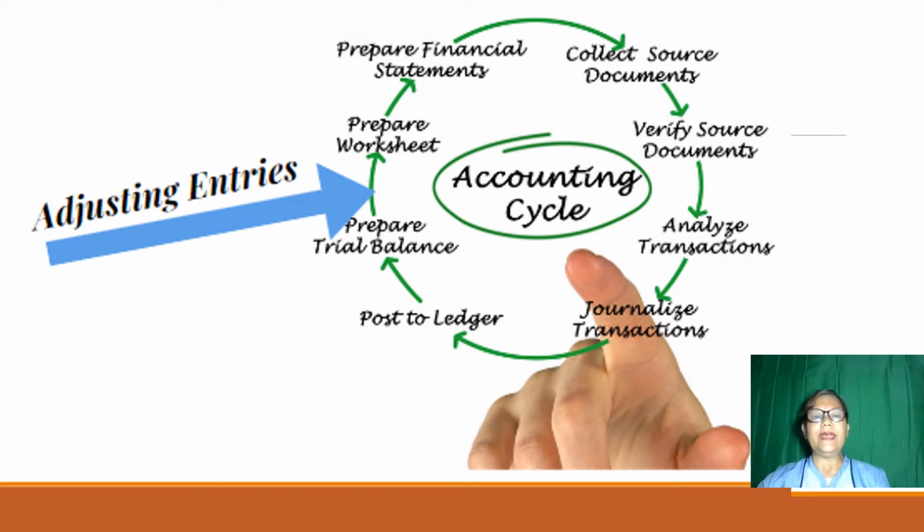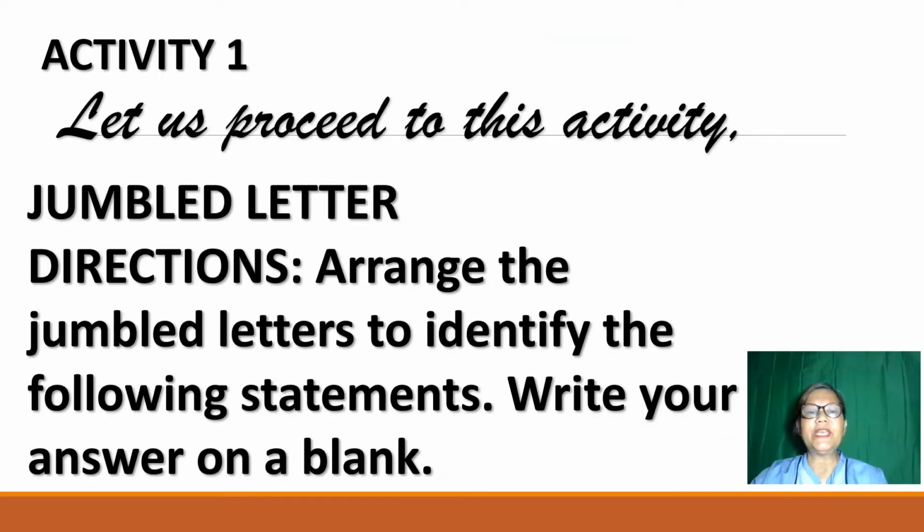Okay, that is the accounting cycle. And then, next to trial balance is what? Again? Yes, adjusting entries. And that will be our topic for today. Let us proceed to this activity. This is our activity 1. Direction: Arrange the jumbled letters to identify the following statements, and you have to write your answer on the blank.